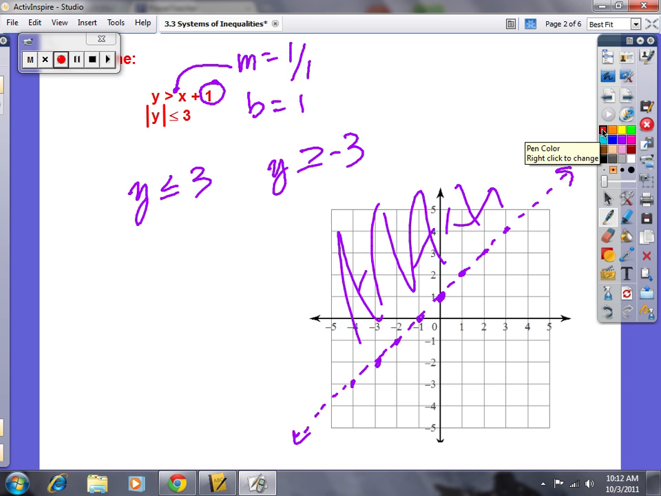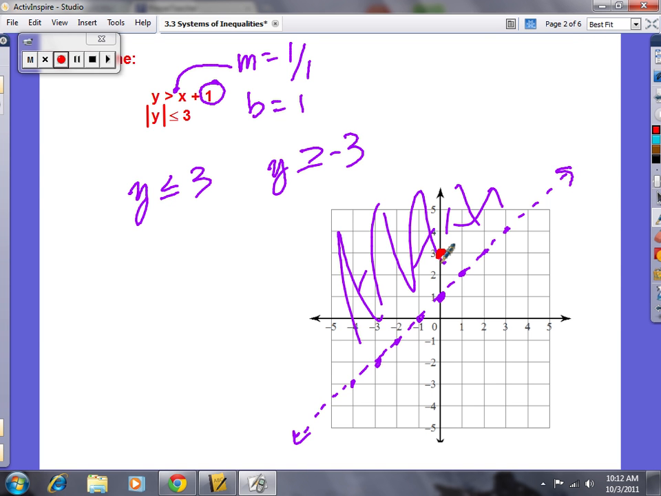Let's do this one. Y is anything less than or equal to 3. So on the y-axis at 3, I'm going to have a dot, and I'm going to have a horizontal line. Dotted or solid? Solid. And is everything below it or above it? Below. Y is anything less than, so it's below here.